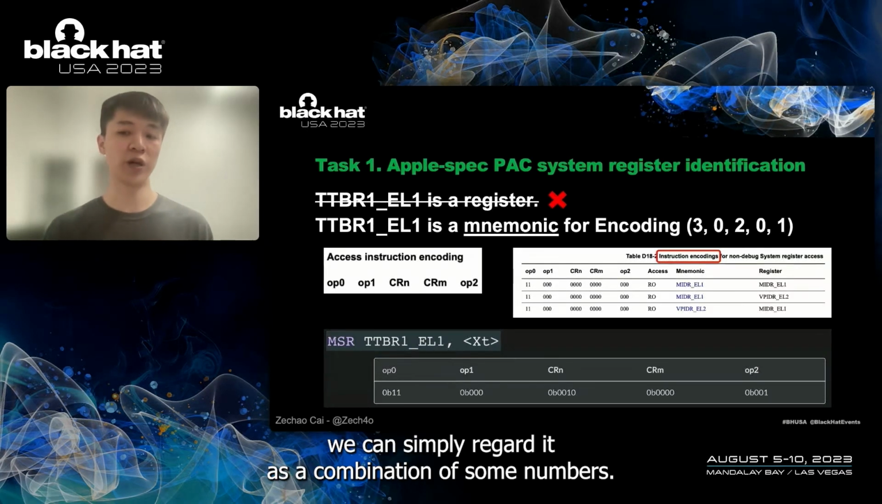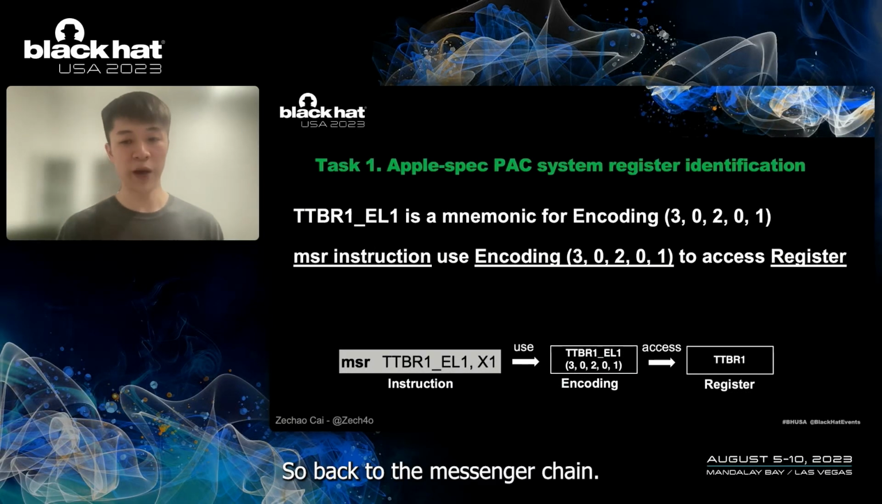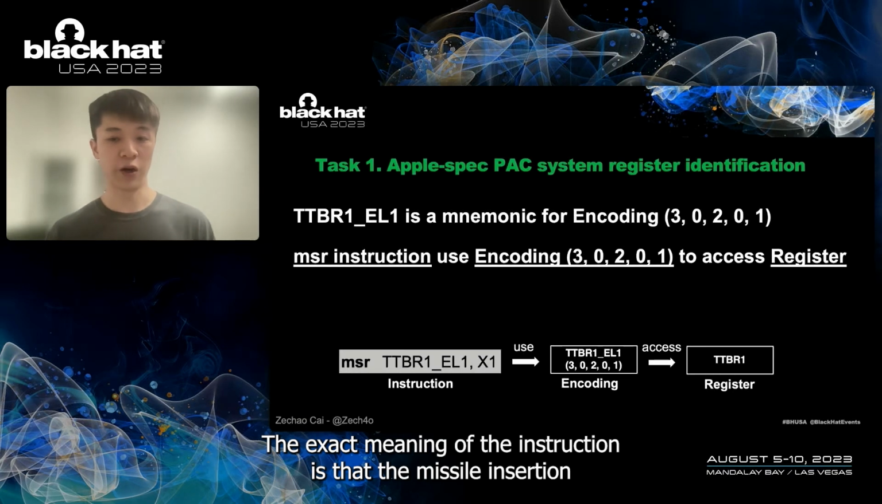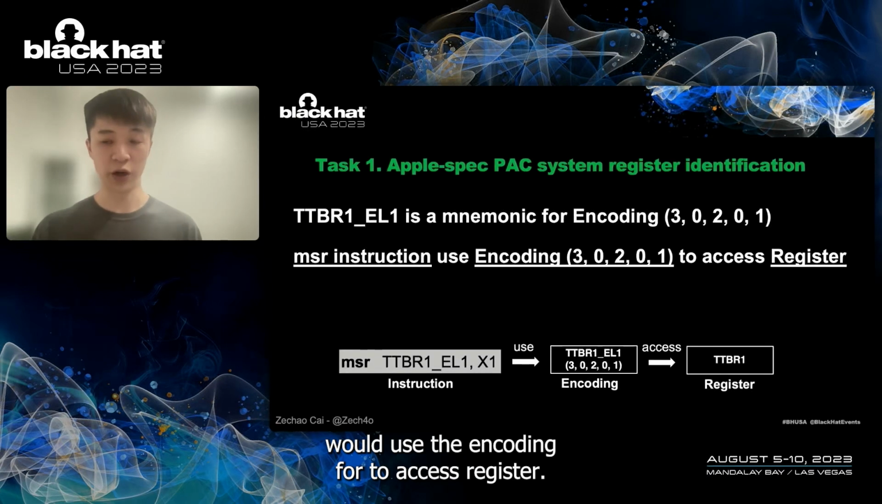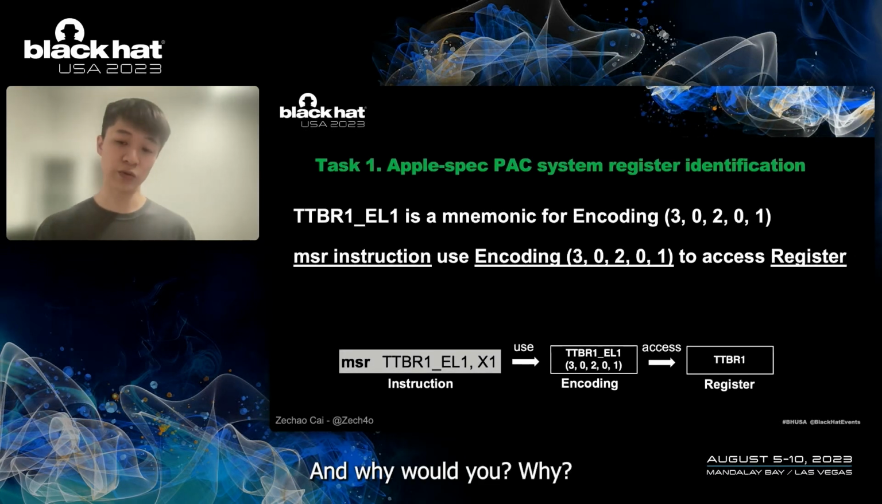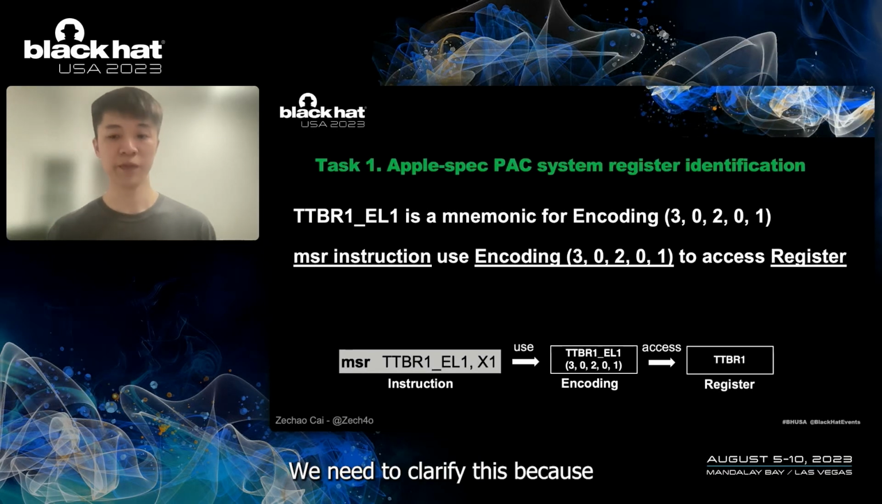We can simply regard it as a combination of some numbers. So back to the MSR instruction. The exact meaning of the instruction is that the MSR instruction will use the encoding to access a register. Why do we need to clarify this?